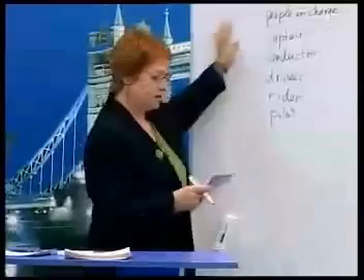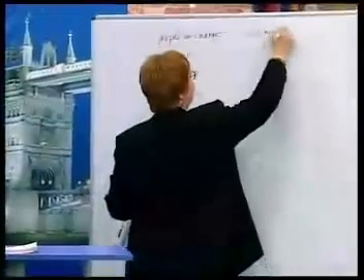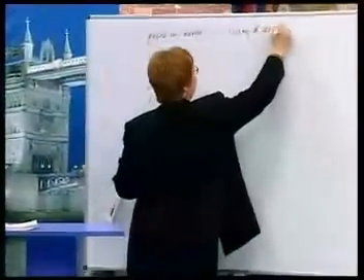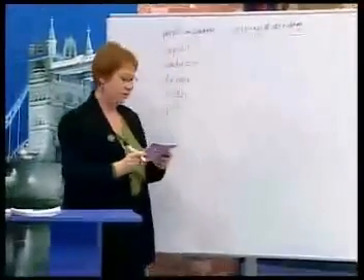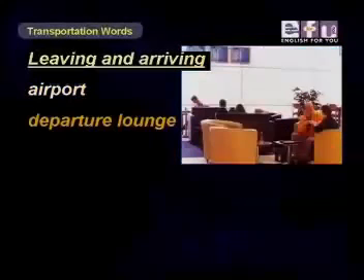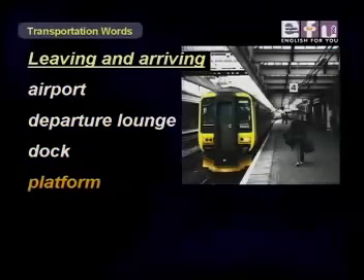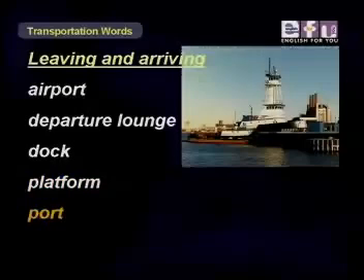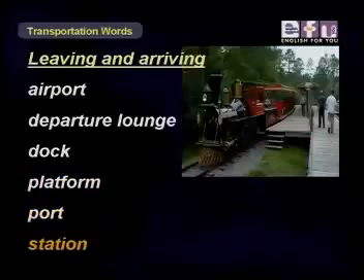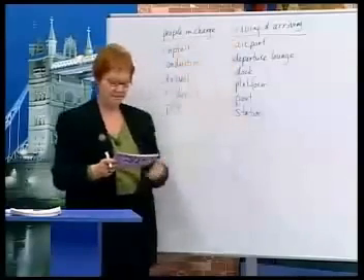Okay, now we're going to make a different group. This was people in charge. Now we're going to talk about leaving and arriving. Okay, now in this group we have airport, departure lounge, dock, platform, port, and station. So these are places for leaving and arriving.